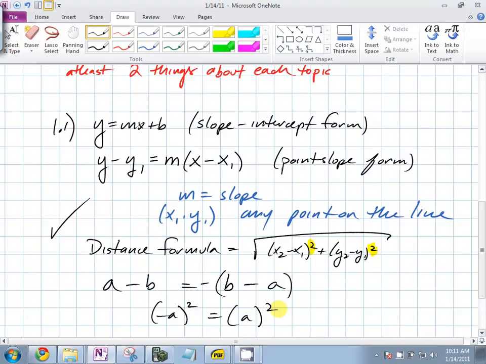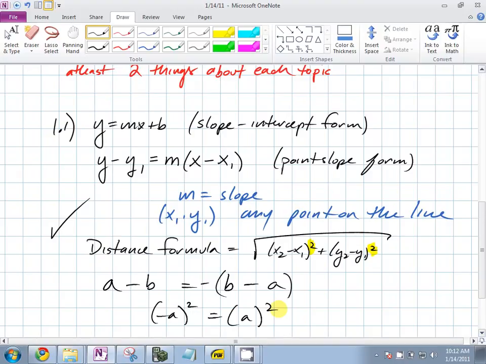No. I recommend being consistent. Choose one and go with it. And also, which one is x1, y1? Which one is x2, y2? We don't have a rule for labeling, right? So it doesn't matter. In general, you see it written this way. Anything else people want to add to 1.1?